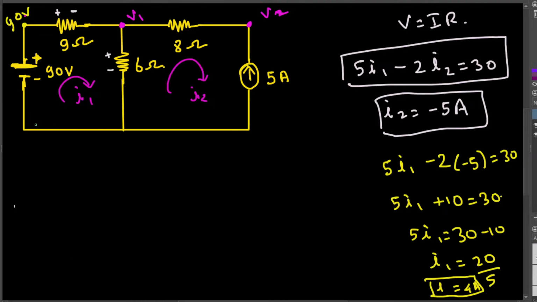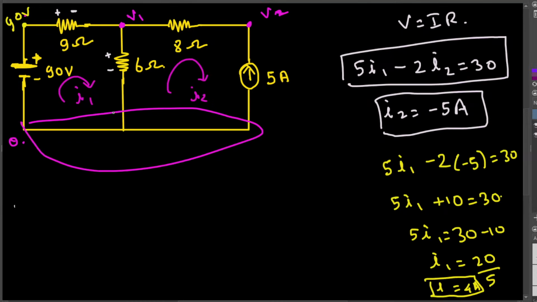You know, the bottom part is always a reference voltage. So this is 0 voltage right here. And if we assume this direction, current is in this direction. So this is going to be V1 minus 0 divided by the resistance in between. That is 6.